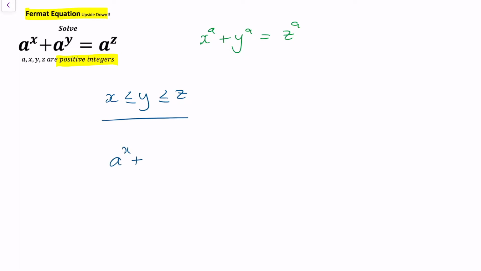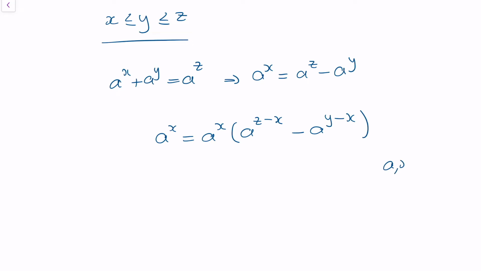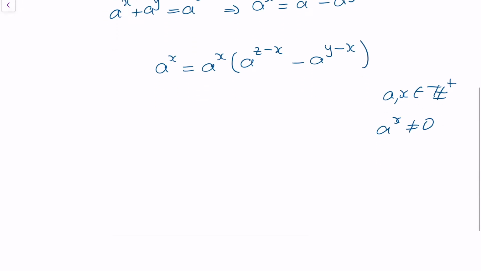Now let's start with the given equation. We have a to the x plus a to the y is equal to a to the z. That implies a to the x is equal to a to the z minus a to the y, and we can rewrite it as a to the x is equal to a to the x times a to the z minus x minus a to the y minus x, right? Since a and x are positive integers, a to the x cannot equal 0, right?